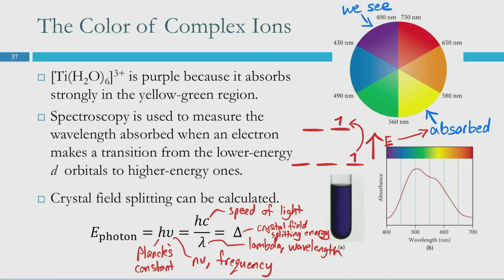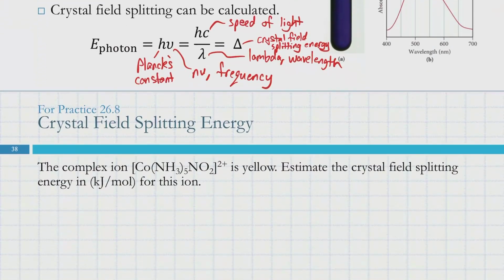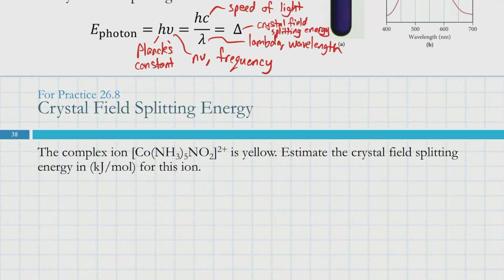Purple. So somewhere in this purple zone. The purple region here is 430 to 400 nanometers. So let's just split the difference, call it 415 nanometers. So purple is absorbed, approximately 415 nanometers.